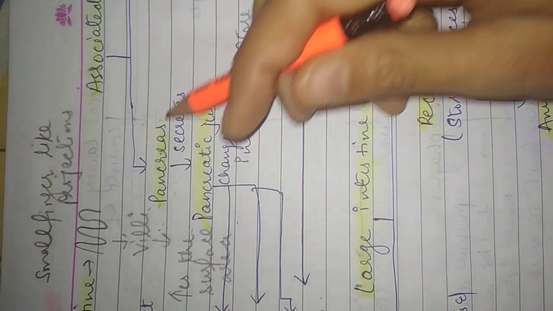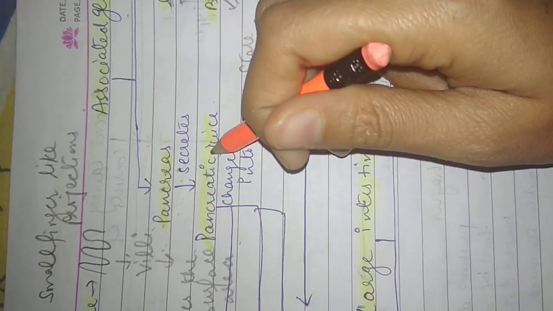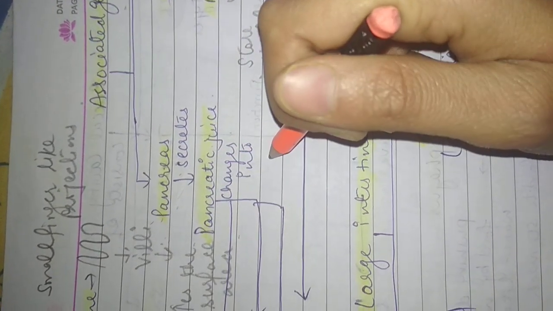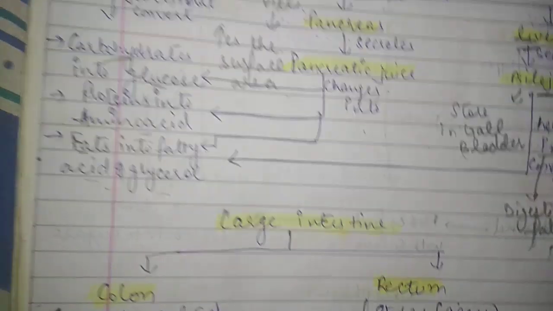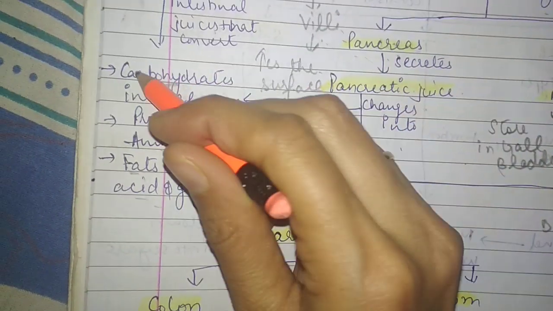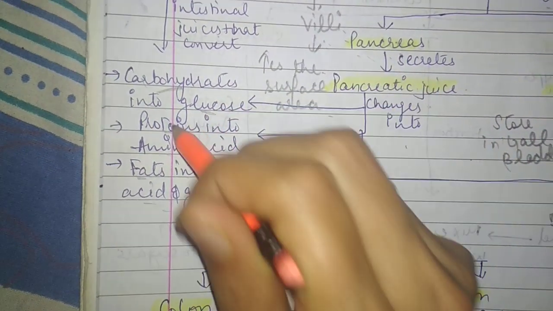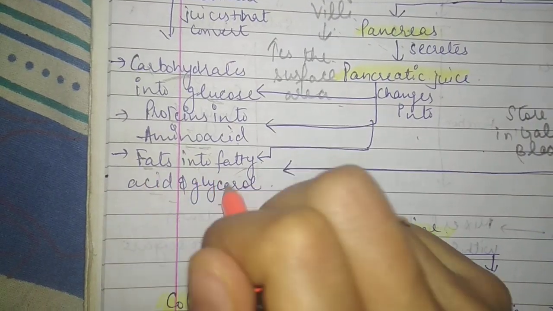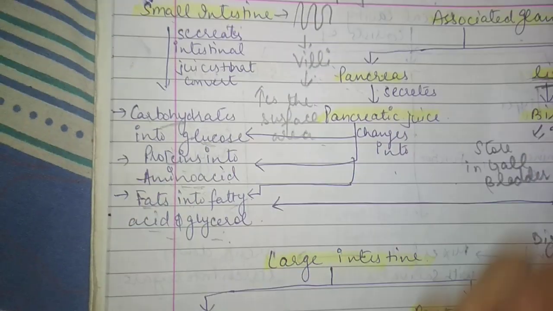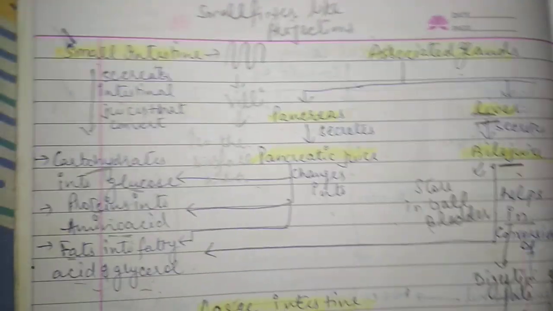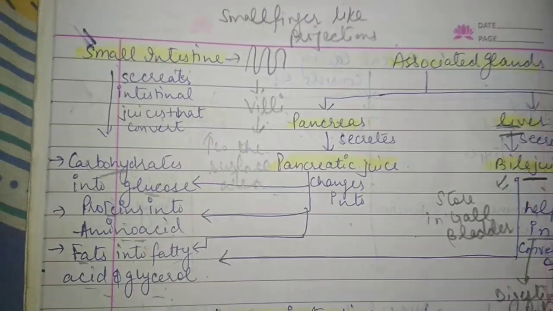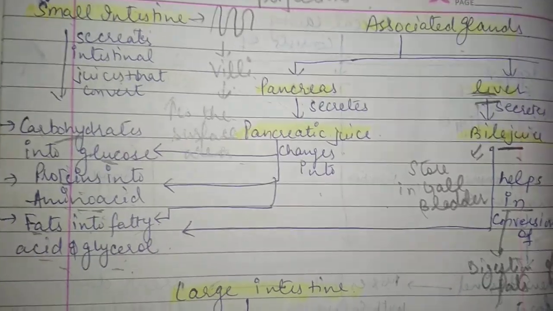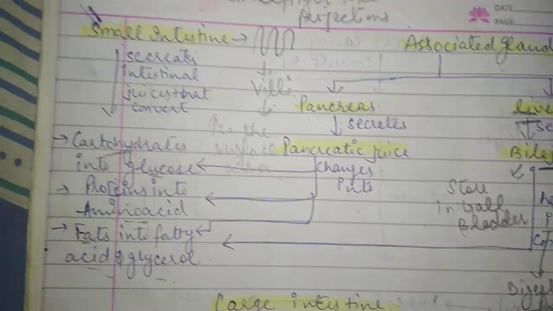The second associated gland is the pancreas. The pancreas secretes pancreatic juice, which helps in the digestion of carbohydrates into glucose and proteins into amino acids, and the third one, fats into fatty acids and glycerol. After the small intestine absorbs most of the nutrients of our food, whatever is left moves to the large intestine.